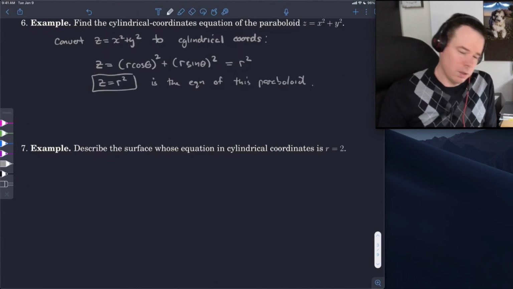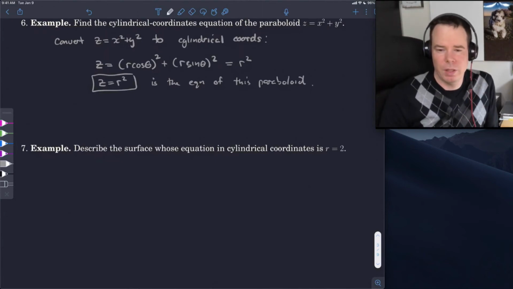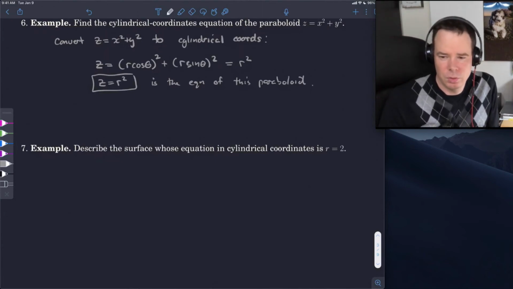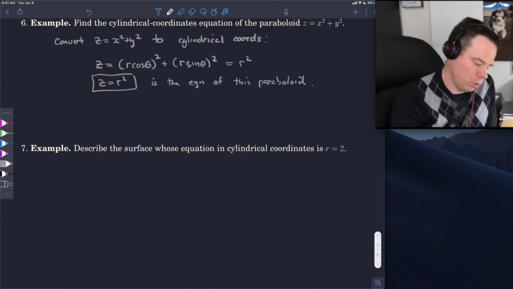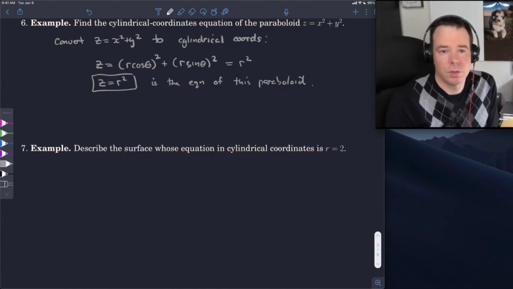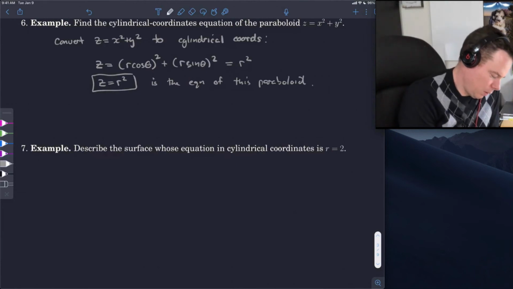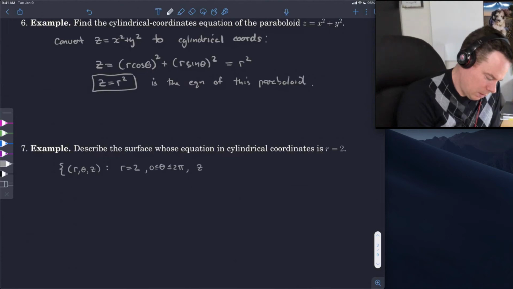We could go the opposite direction as well. Suppose we have a surface whose equation in cylindrical coordinates is r equals 2. What is that surface? Well, one way to do this is to say the surface is the collection of all points given by their cylindrical coordinates r, theta, z, such that r is equal to 2, theta is anything between 0 and 2 pi, and z can be any real number.